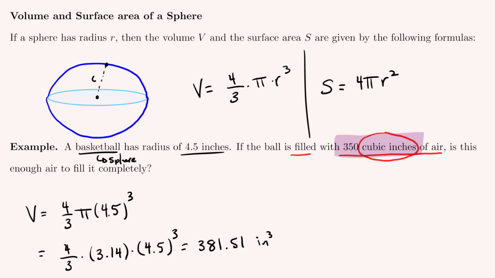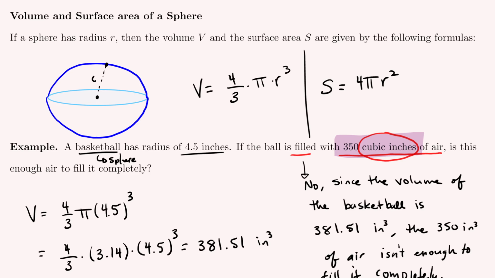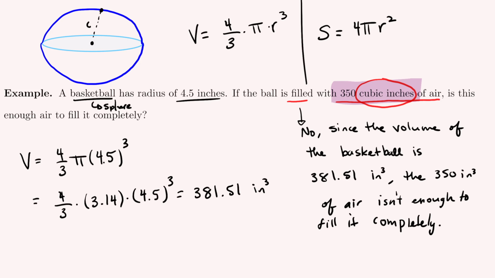So let's just write this out. This is not enough to air up the basketball completely. Okay. So we just write our conclusion that since the volume of the basketball is 381.51 cubic inches, the 350 cubic inches of air is not enough to fill the basketball completely.